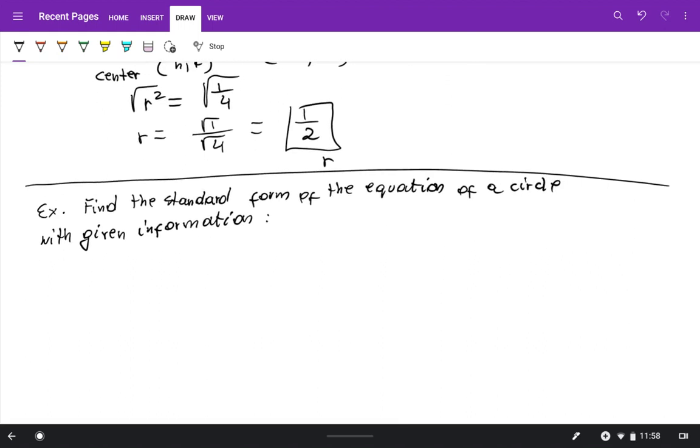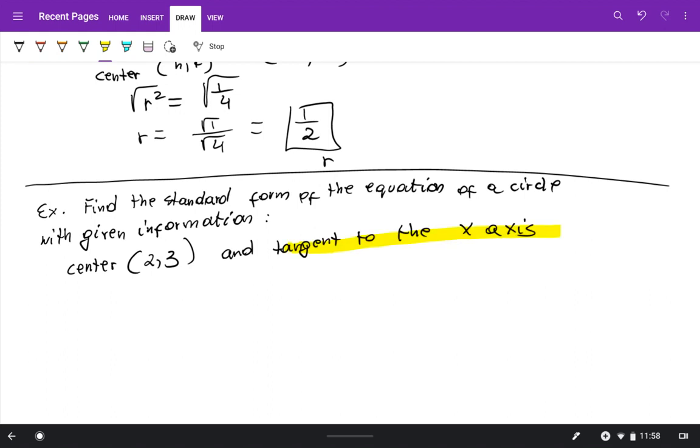So what we know is that the center is 2, 3, and tangent to the x-axis. And I quickly want to explain what tangent to the x-axis means. That means the circle is touching the x-axis. Okay, the circle is touching the x-axis. So I'm going to graph it.